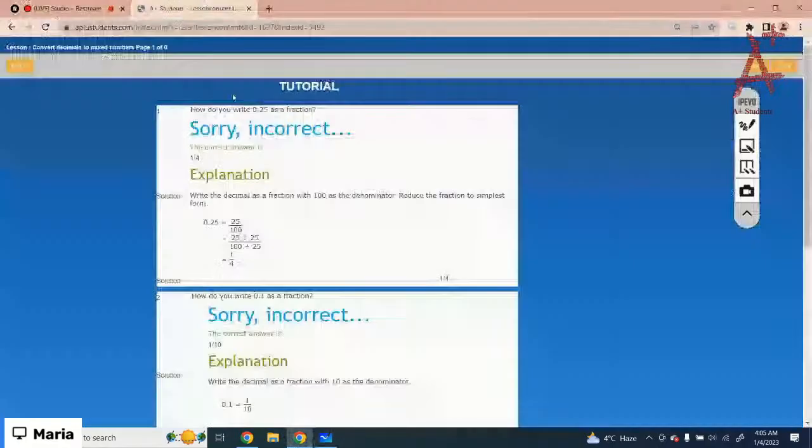Here I am on grade 6 maths. The chapter is decimals and I am on the lesson convert decimals to mixed numbers. Got it? Let's start with the first example. How do you write 0.25 as a fraction? We are given a decimal, and we have to convert the decimal to a fraction. So how do we convert 0.25 as a fraction?